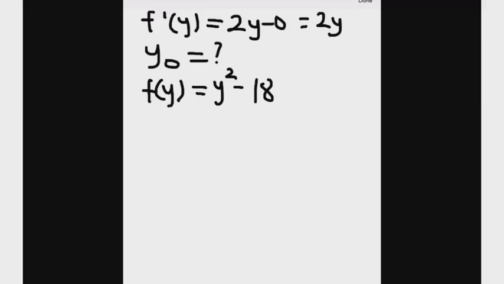Now, let's try 5. 5 squared minus 18, 25 minus 18. That is far above 0. So, the best y naught we can set here is 4. The reason for setting y naught to be 4 is to reduce the number of iterations. It means at y naught equals 4, we are very close to the root of this function.